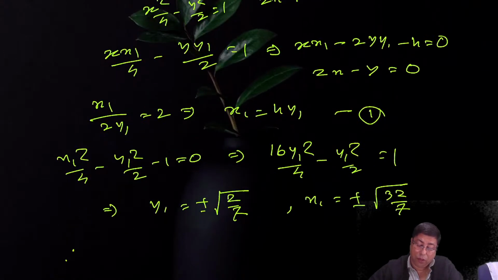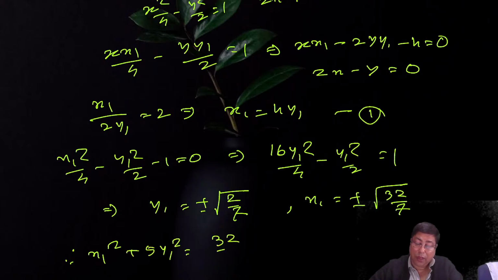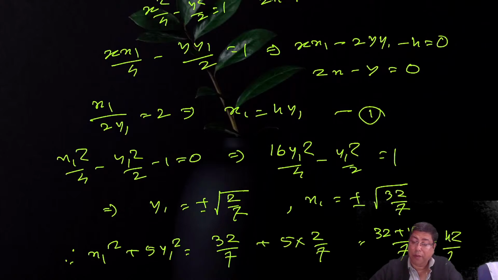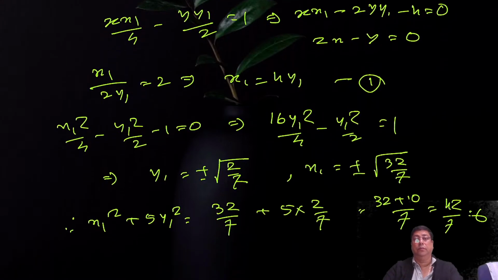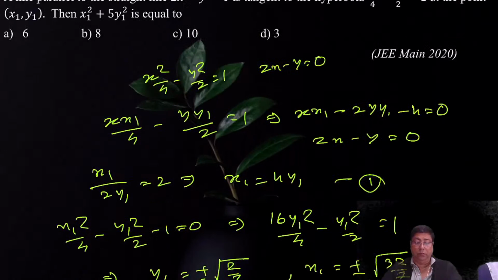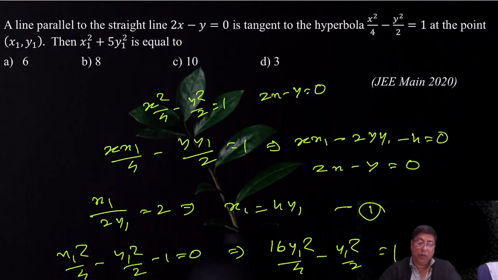So therefore x1 square, what is the question? x1 square plus 5y1 square equal to 32 by 7 plus 5 into 2 by 7, that is 32 plus 10 by 7, that is 42 by 7 equal to 6. Answer is coming to be 6 here. So the option is A.